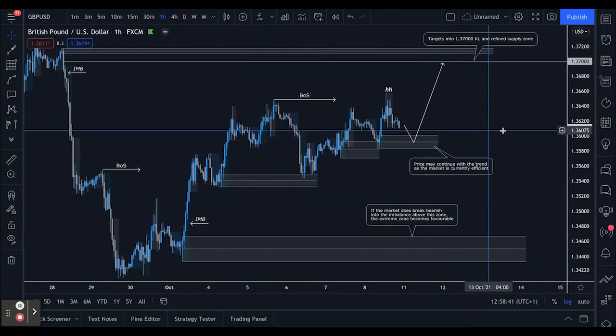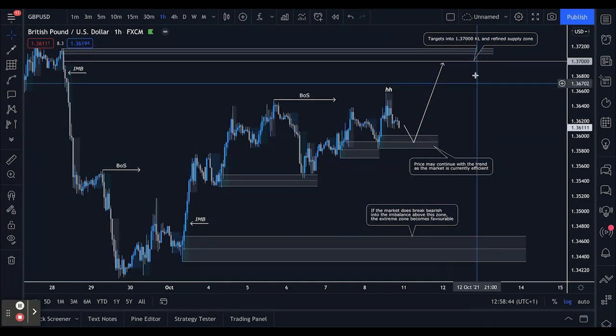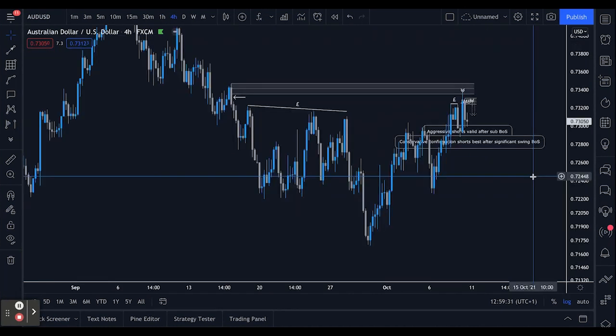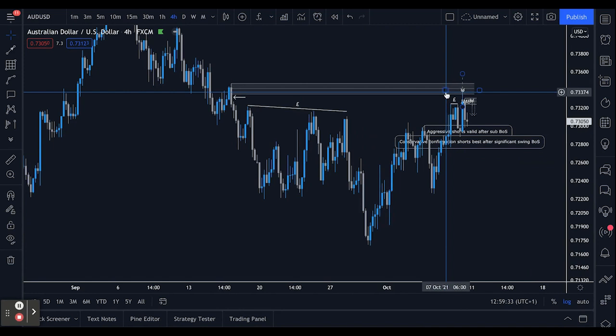And obviously the targets, nice and simple, bring this into 1.3700, exit, and then see where we can go from there. Now over to AUDUSD. Well, we know what's going on with AUDUSD.